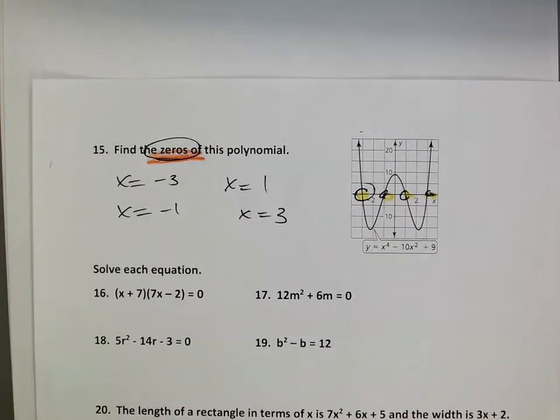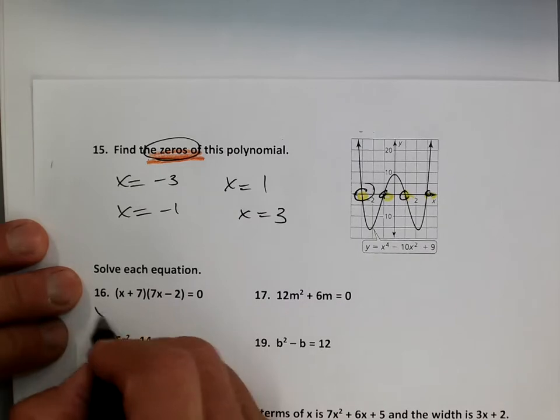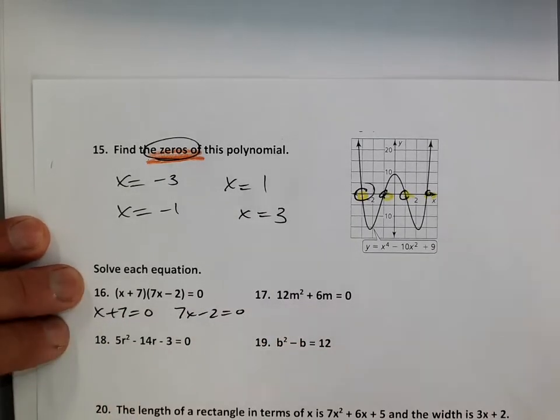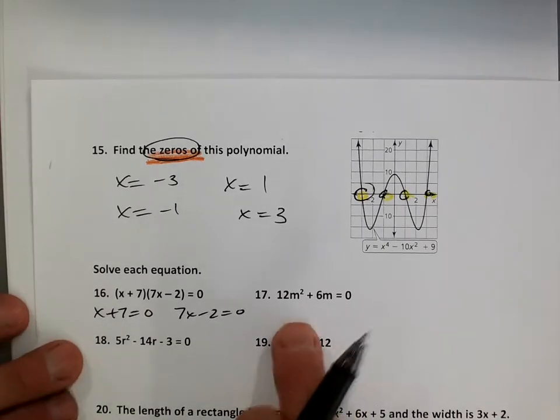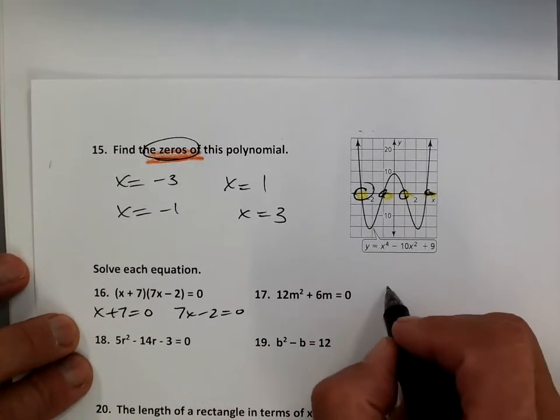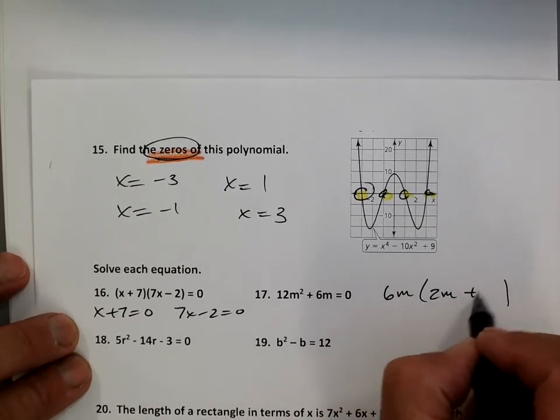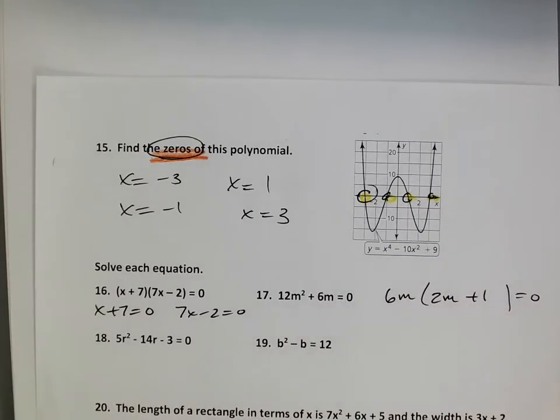Okay, 16, you got your mini equation, so just solve. You go x plus 7 equals 0, and 7x minus 2 equals 0, and just solve. On 17, you have to factor first. 6m. We're going to common factor. 2m plus 1, and then you make your mini equations.